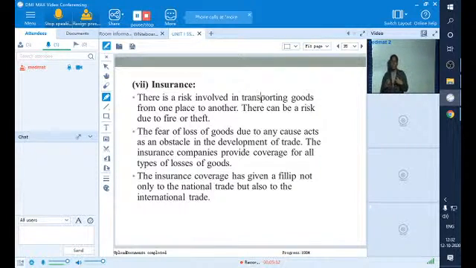So insurance coverage has given a boost not only to national trade but also to international trade. Internationally, we are giving coverage. So that is what insurance is.